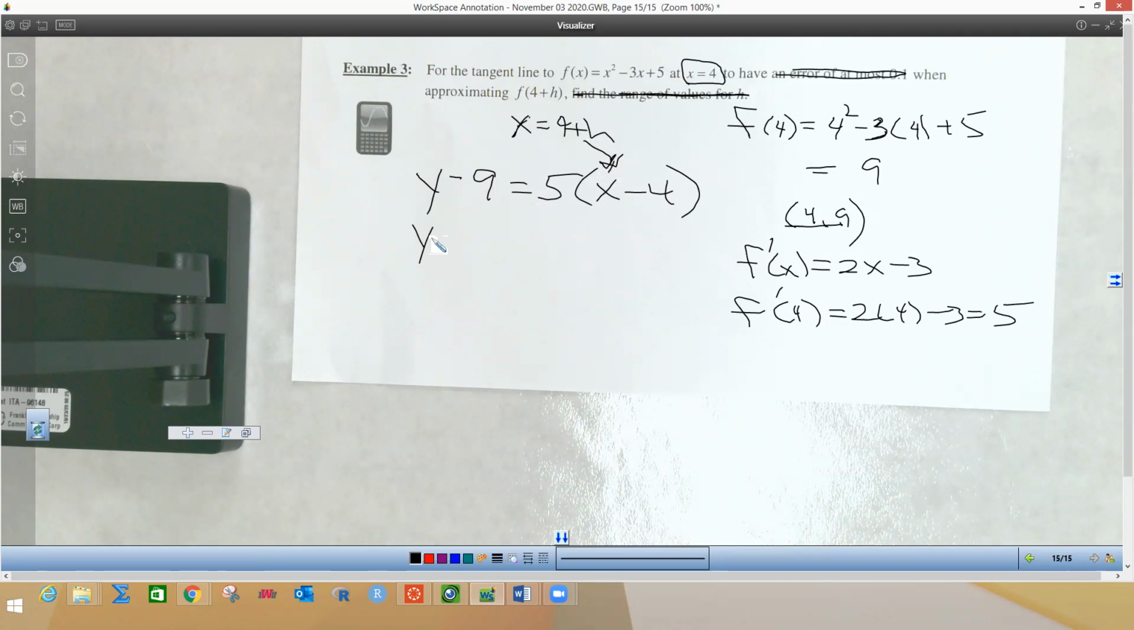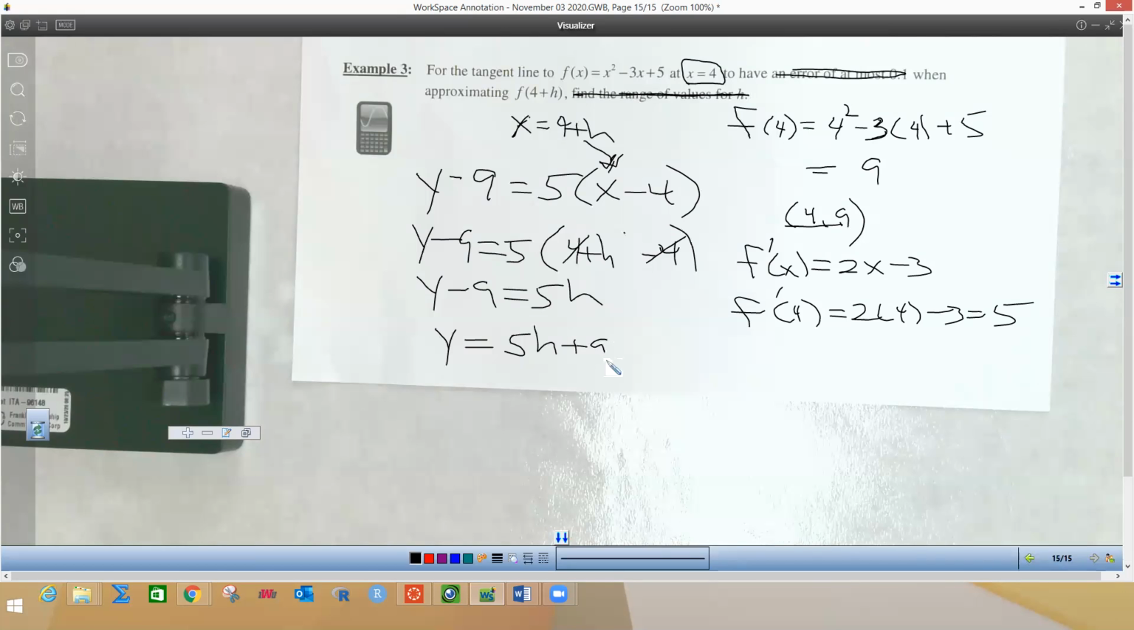So this is going to be y minus 9 equals 5 times (4 plus h) minus 4. I hope you see these 4's cancel out. So we're going to get y minus 9 equals 5h. So y is going to approximate to be 5h plus 9. This is the approximate value right here. That's my approximate y value.